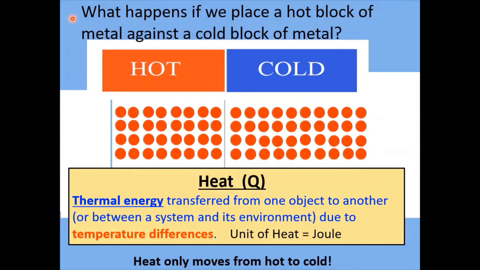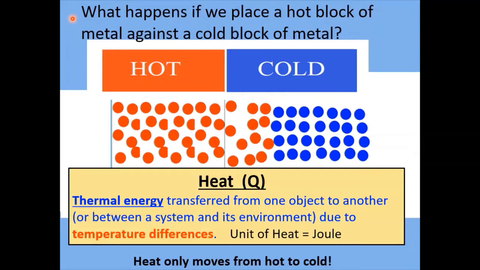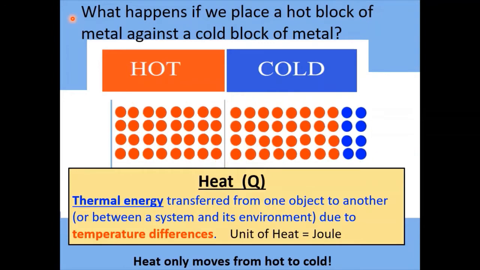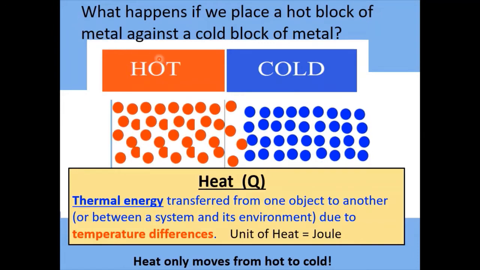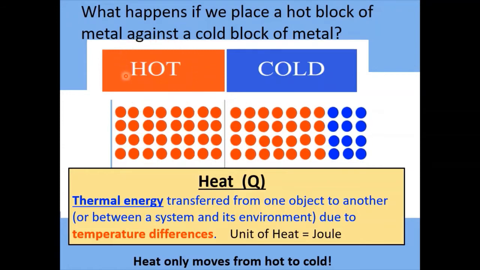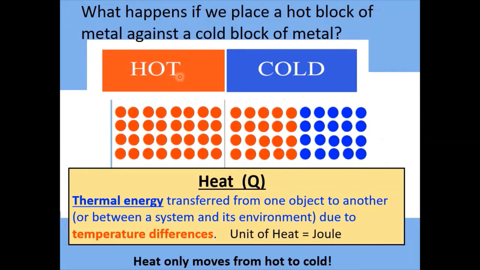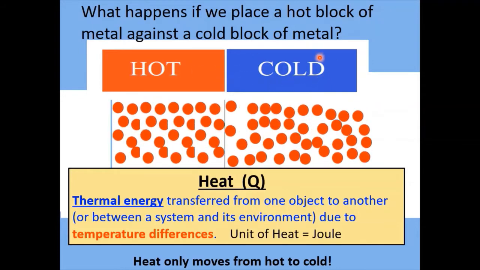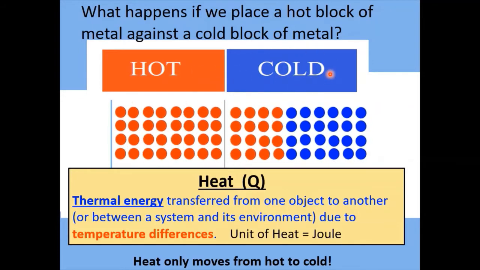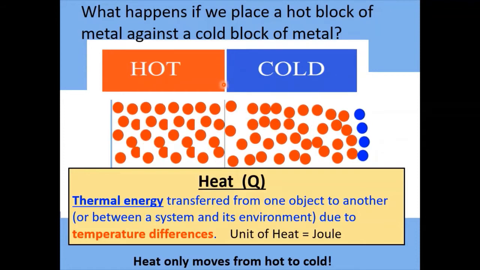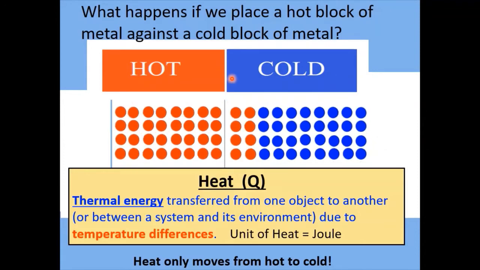Let's now turn to the concept of heat. So what happens if we place a hot block of metal against a cold block of metal? So this is our hot block of metal, just came out of a furnace or an oven, so it's maybe glowing red hot. And then here's a cold piece of metal that maybe we had in the freezer. And we actually stick the two pieces of metal together so that they're touching.